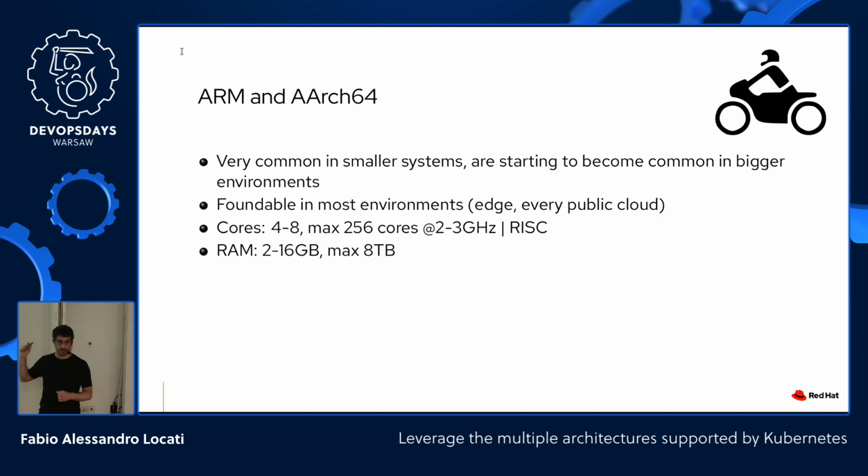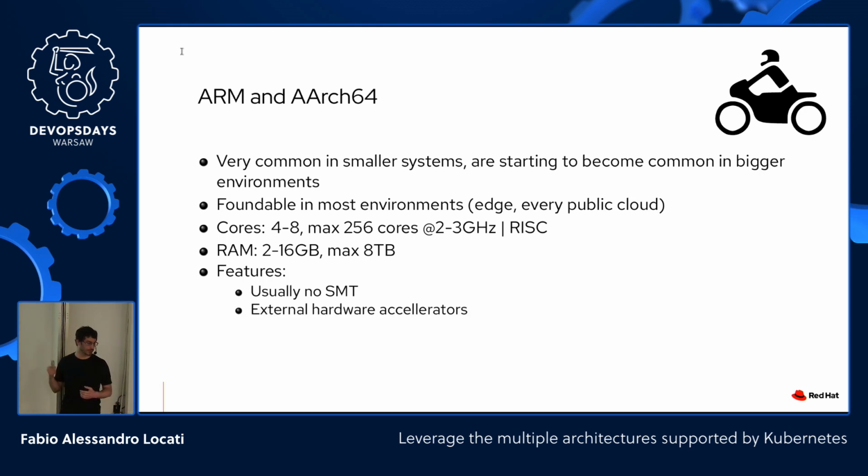RAM-wise, same here. You can find 8 terabyte systems. Those would be on Ampere systems. But usually, we are talking about single-digit gigabytes of RAM. So an order of magnitude less, or a couple of orders of magnitude less than x86 systems. Feature-wise, very interestingly, there is no SMT. And usually, they do have hardware accelerators, but they are outside the CPU itself.